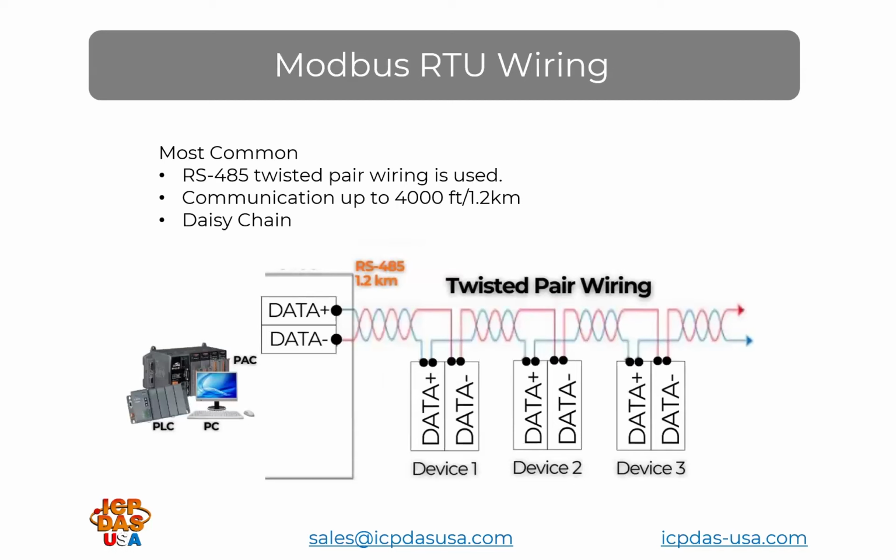Although other communication ports can be used like RS-232, RS-485 is the most commonly used port type for Modbus RTU. RS-485 uses a twisted pair of copper wires to interconnect a series of devices to each other for up to 4,000 feet or 1,200 meters. Daisy chaining allows for a lot of devices to be interconnected using minimal amounts of wires and connections.